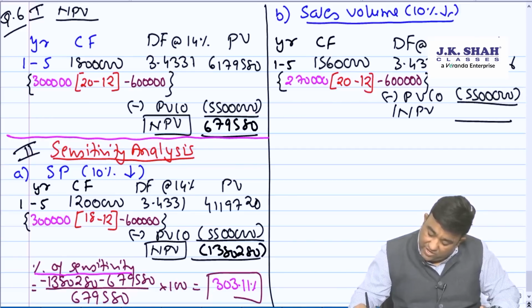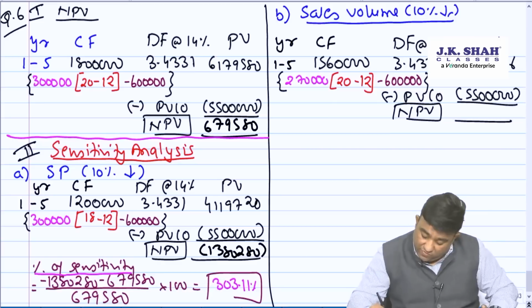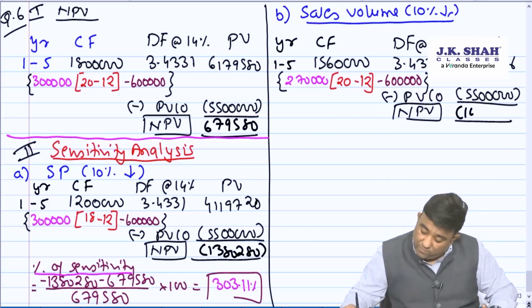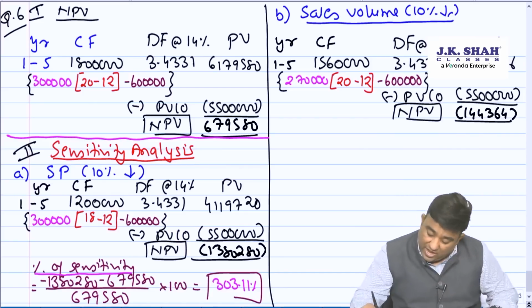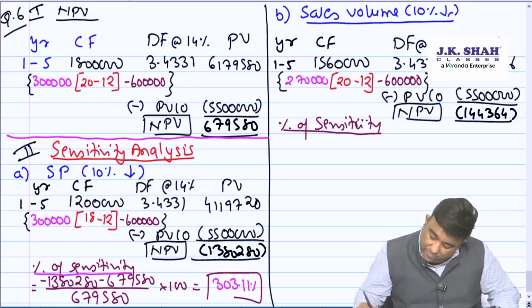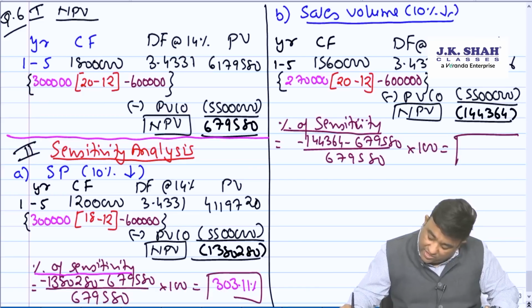Can I have that NPV ready? Minus 55 lakh. Student, that will give you a negative 144,364. But student, this is not the end of your journey. I need the percentage of sensitivity. Earlier it was 679,580. Now this is 144,364 negative. So your fall will be something like this. Can I have the percentage of sensitivity now?